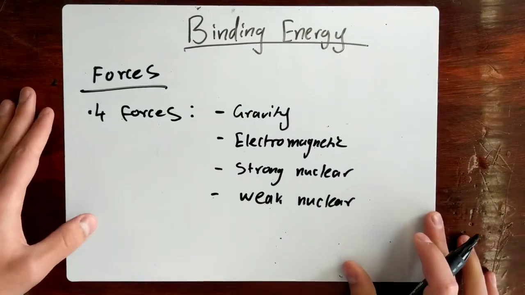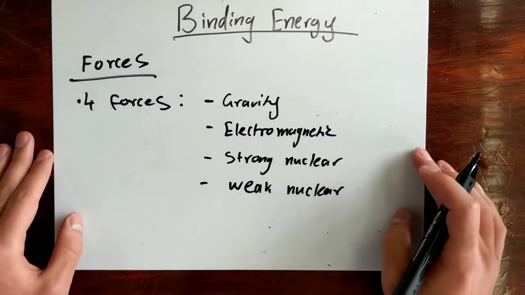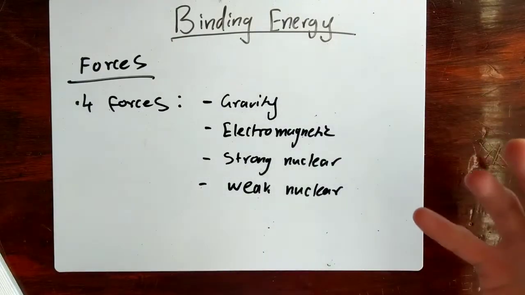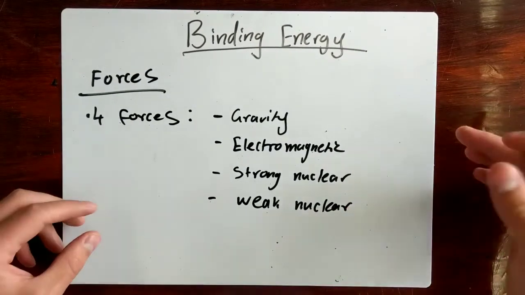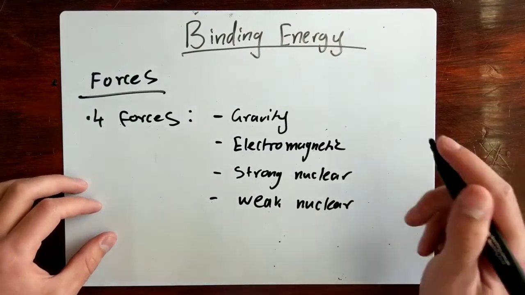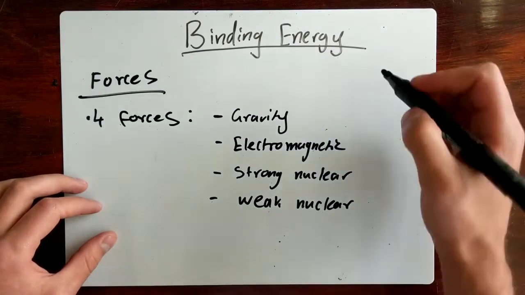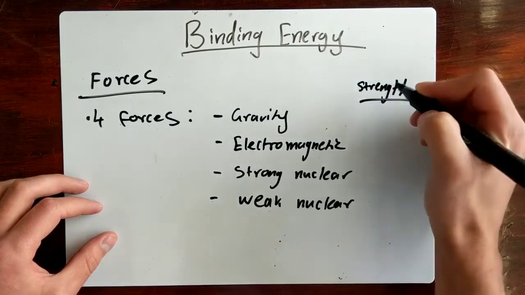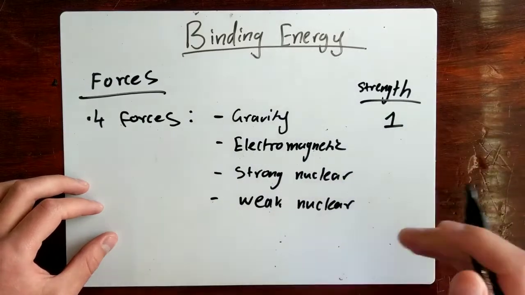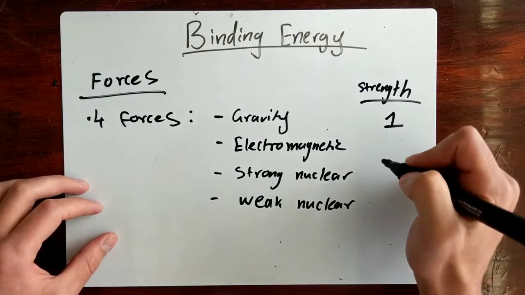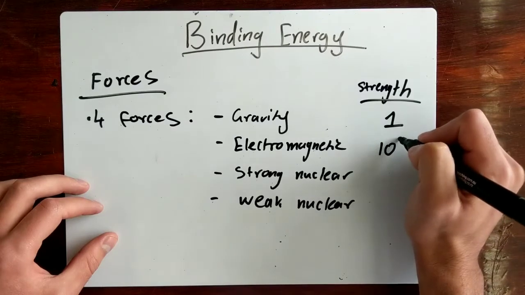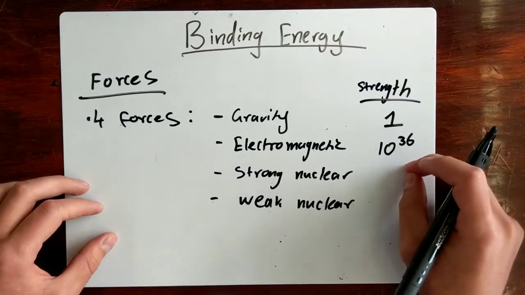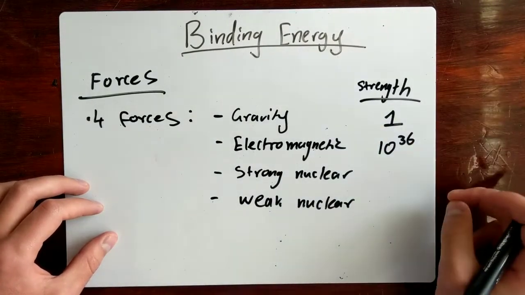Okay, let's talk about each one of these. So gravity, we know gravity is a force that attracts all matter. Anything with mass is attracted to anything else that has mass through the force of gravity. Now, let's give each of these forces a relative strength. So if gravity had a strength of 1, what would each of the other forces be? The electromagnetic force would have a strength of 10 to the power of 36. In other words, it's 10 to the power of 36 times stronger than gravity.